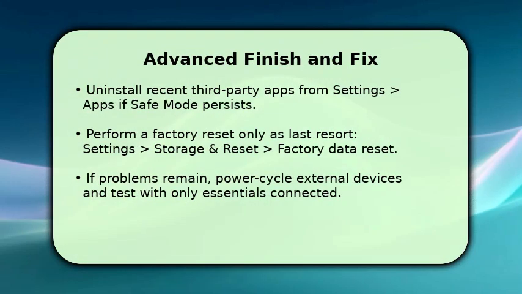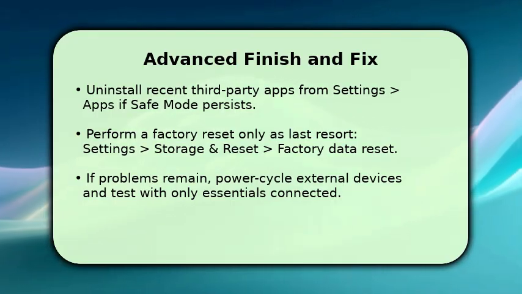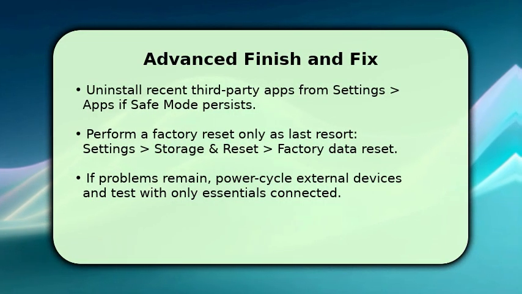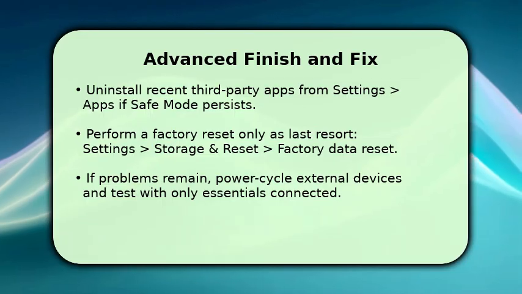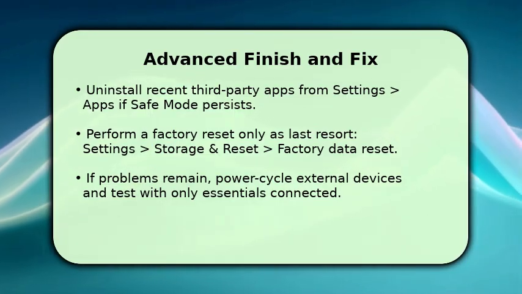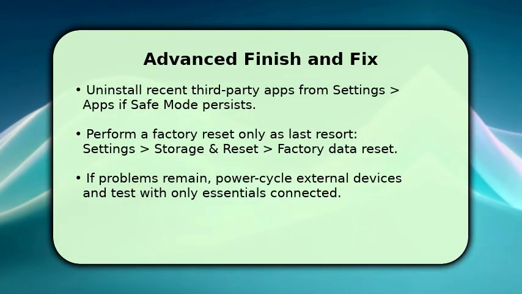Uninstall any recently added apps that might force Safe Mode. Go to Settings, Apps, select the app, then uninstall and restart. If that fails, Factory Reset is a last resort. This clears configurations, but returns the TV to stock. Back up any settings first.